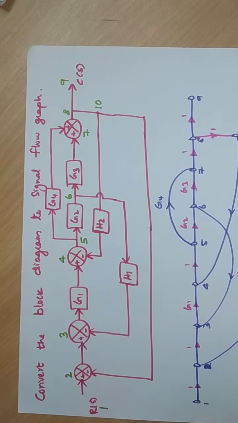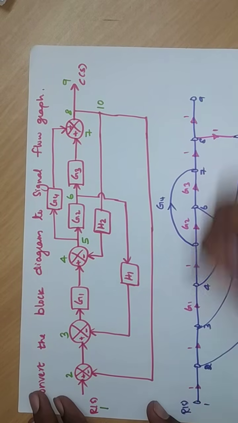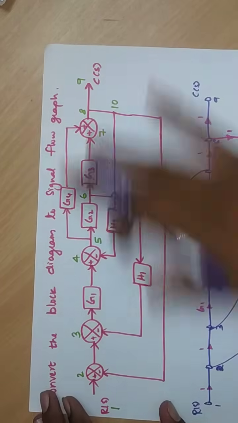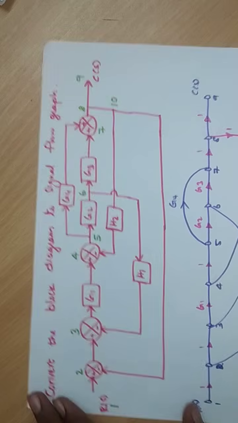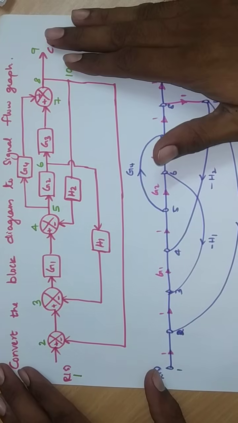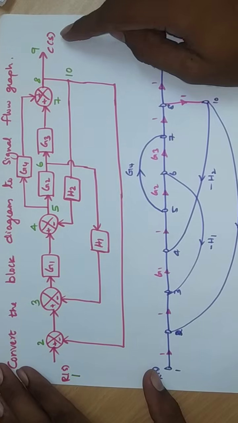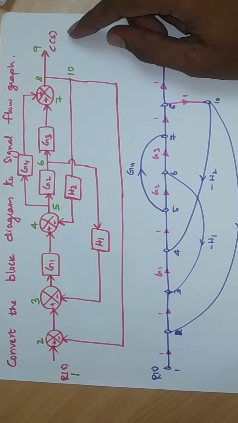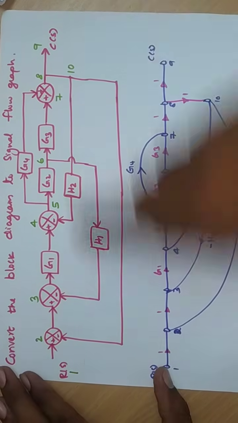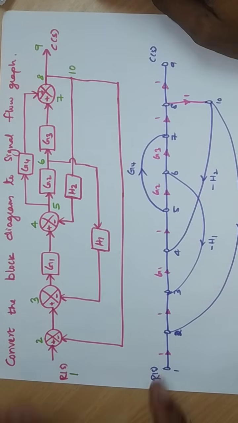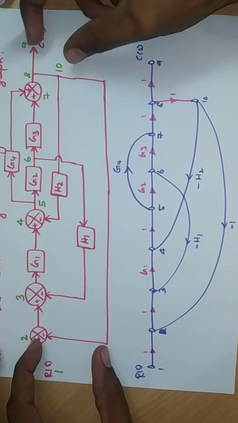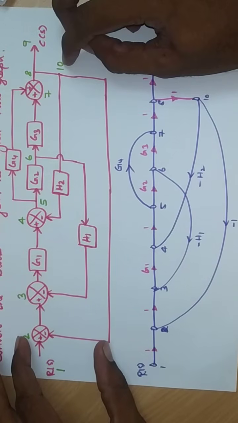I think it is clear now. This is R(s) and C(s). They asked to convert the block diagram into a signal flow graph, that is the given problem statement, and this is the given block diagram. We numbered the terms: input, output, summers, and branch points, following the sequence from input to output. This is the total number of nodes available in our system.